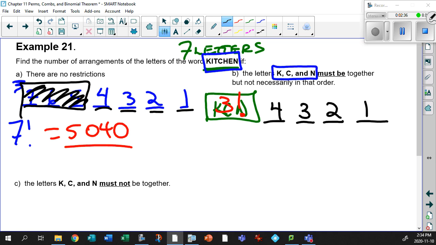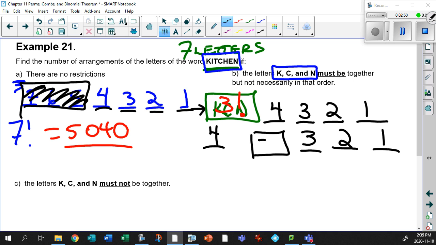But this becomes one of those and or statements. Think about this. I have 3 letters KCN up front here. That thing could be in that position, or I can have maybe the KCN in the second letter position. Oh, well, that means I have still 4 letters to deal with this choice. 3 here, 2 here, 1 here. This is still 3 factorial.